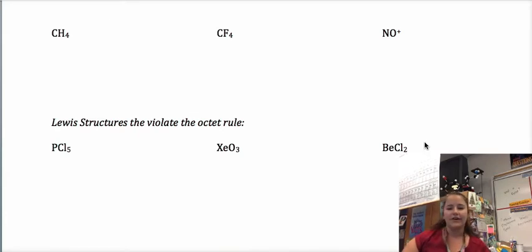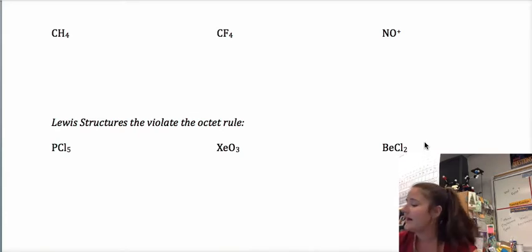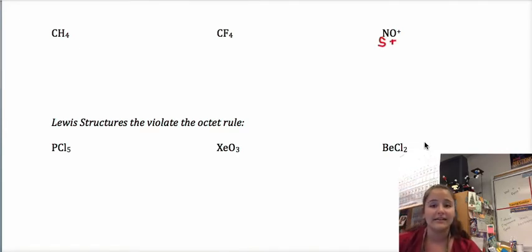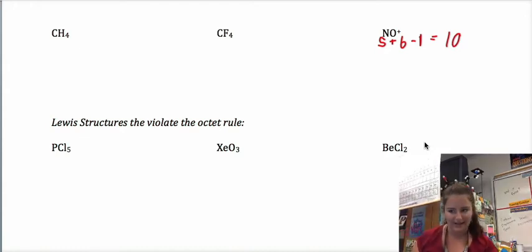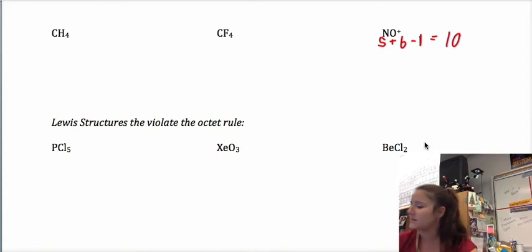Okay, let's start by figuring out how many electrons we have there. Nitrogen typically has 5 valence electrons. Oxygen has 6. And then it's a positive ion. Okay, so positive means that it's lost some electrons. It's positive 1, so we minus 1. So we should have a total of 10 electrons there. Okay, so let's go ahead and start and see what happens.